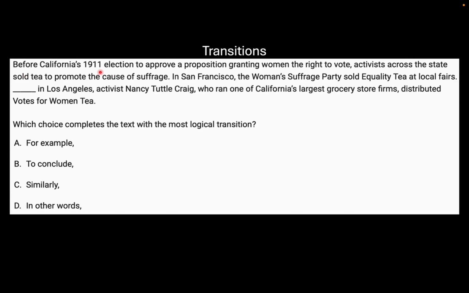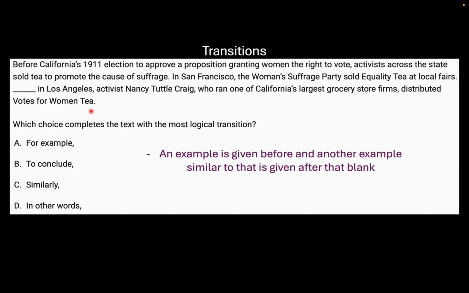Before California's 1911 election to approve a proposition granting women the right to vote, activists across the state sold tea to promote the cause of suffrage. In San Francisco, the Women's Suffrage Party sold equality tea at local fairs. In Los Angeles, activist Nancy Tootle Craig, who ran one of California's largest grocery store firms, distributed votes for women tea.